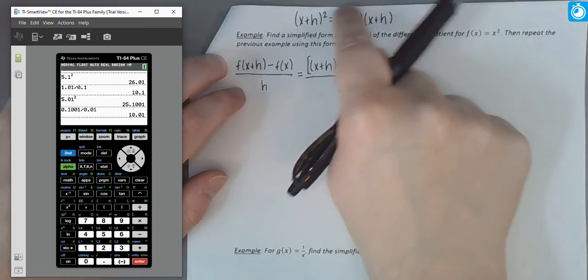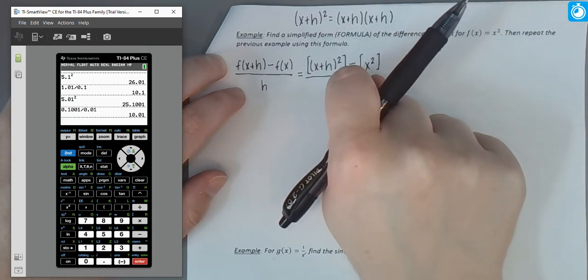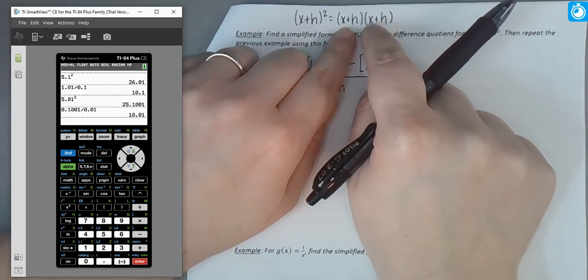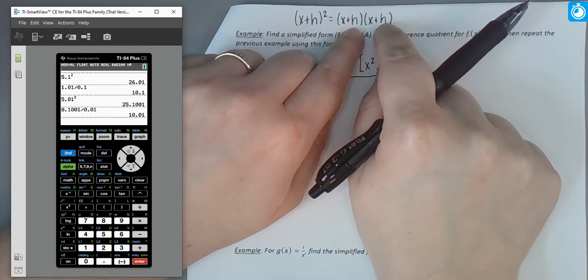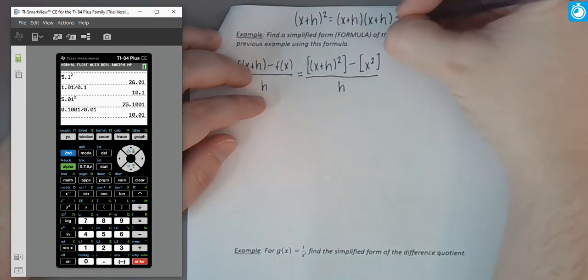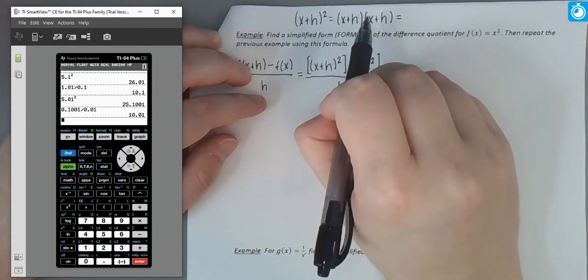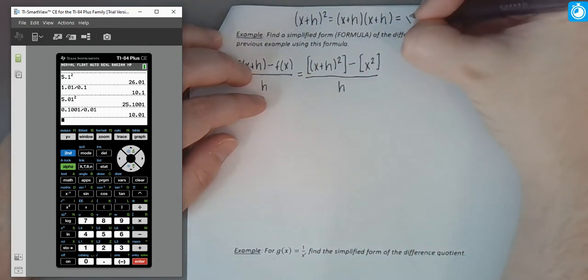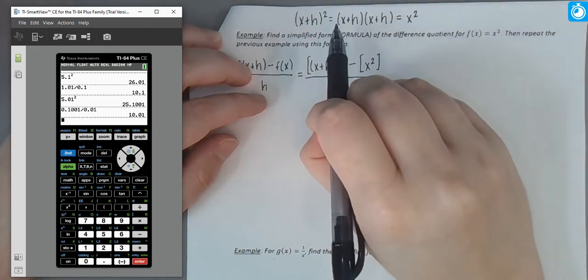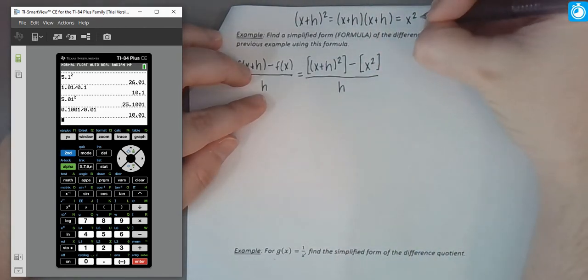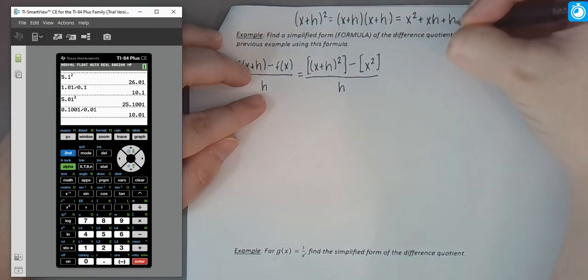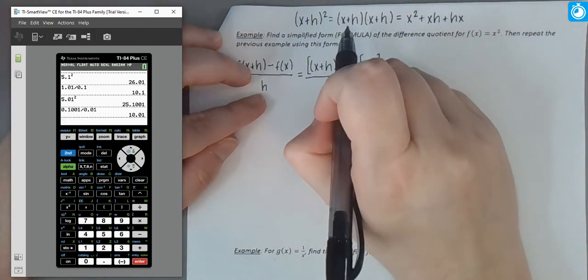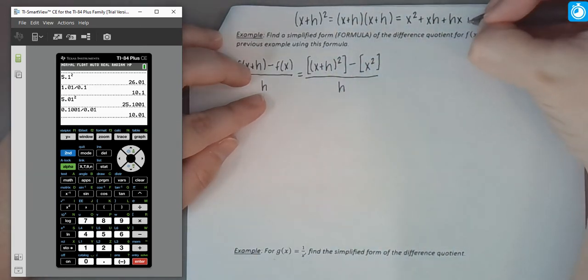Okay. The acronym we can use to simplify this distribution is FOIL. So we multiply the first pair, the outer pair, the inner pair, and then the last pair together, for a total of 4 multiplications. If we multiply the first pair together, x times x gives us x squared. The outer pair is x times h, so plus x times h. The inner pair is h times x, so plus h times x. And then the last pair is h times h, which would be h squared.